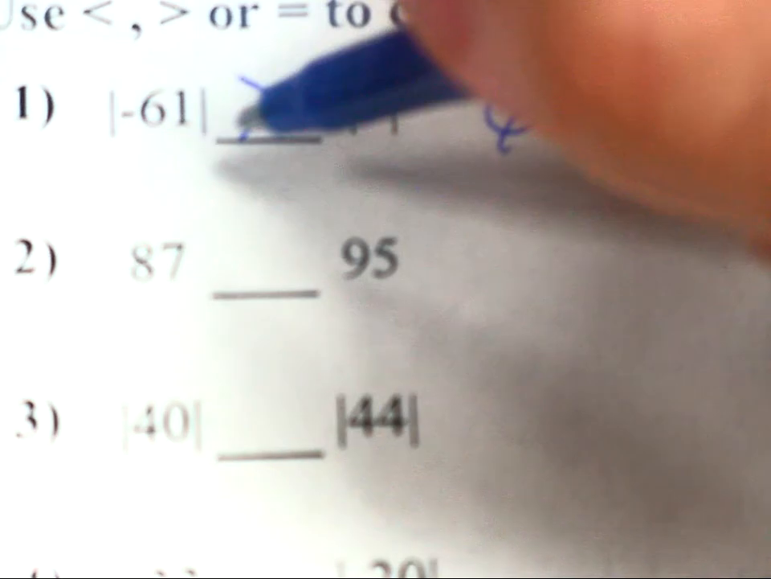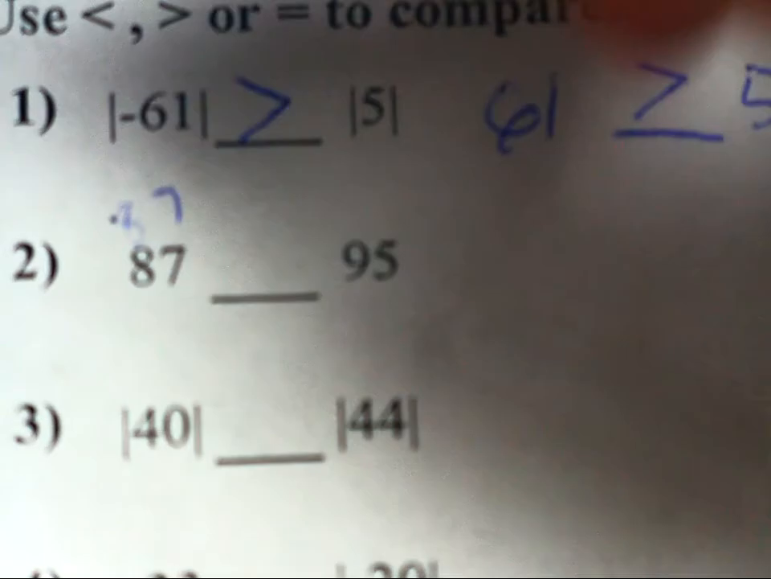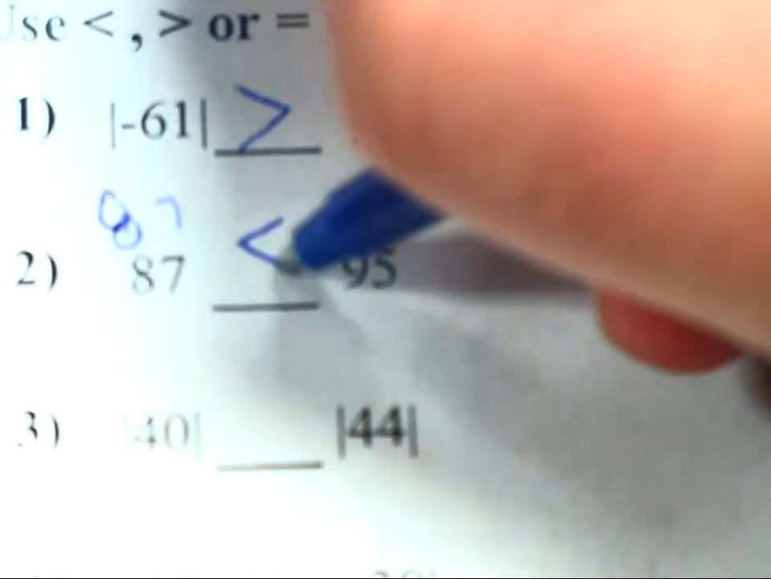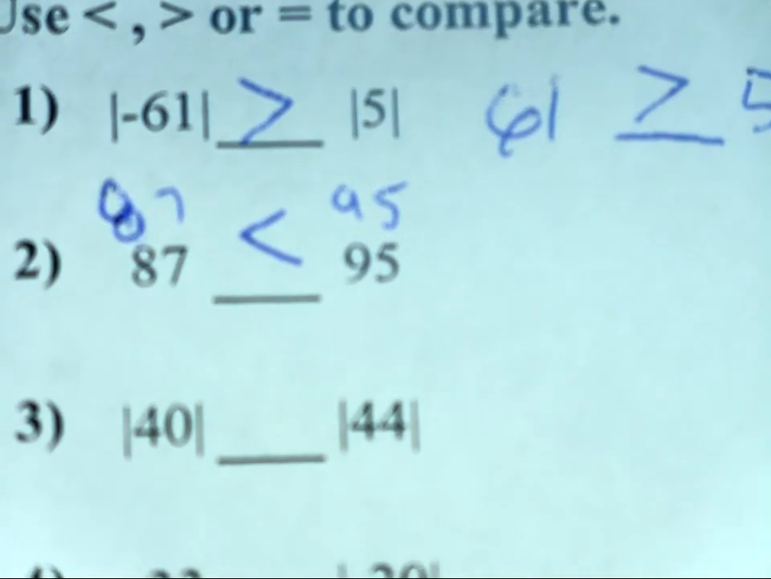Absolute value of 87 will still be 87. The absolute value of 95 will be 95. 95 is indeed greater than 87. Therefore, that's your answer. That's how you do absolute value. It's really not a complicated thing to figure out.